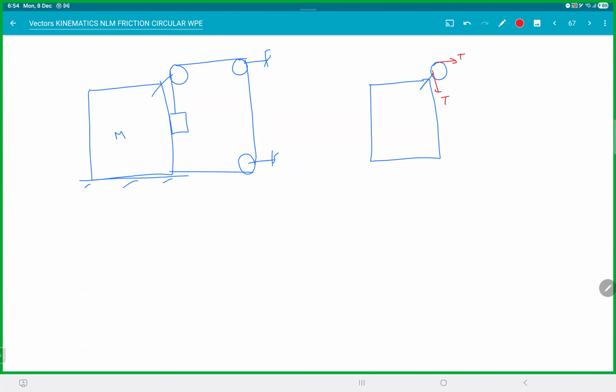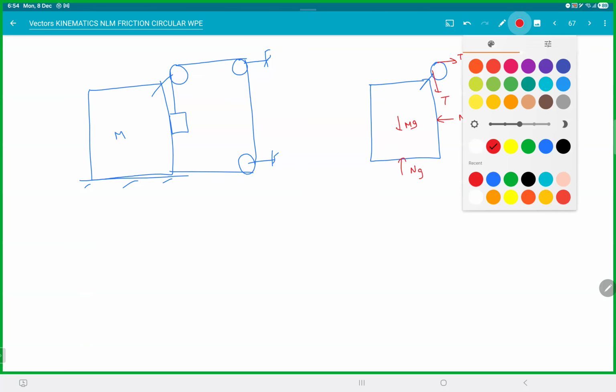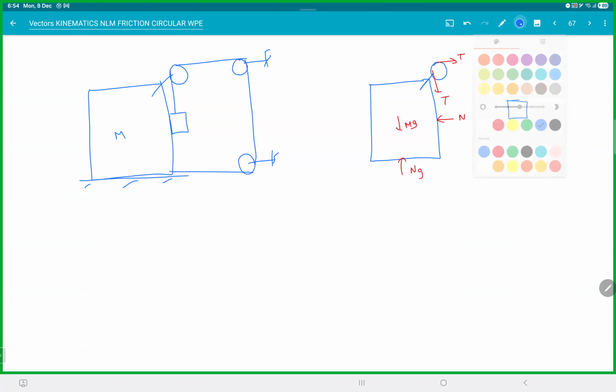And remember, strings always pull. So that T will be there. This normal reaction, your own weight Mg, and this is N ground. Perfect. And for the small block, we have tension, normal reaction, and small mg. There, these are all the forces. If you have friction, that becomes more complex.